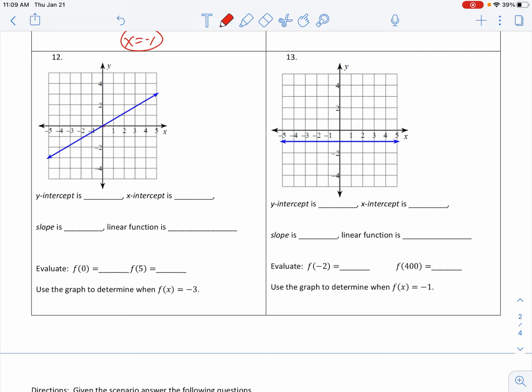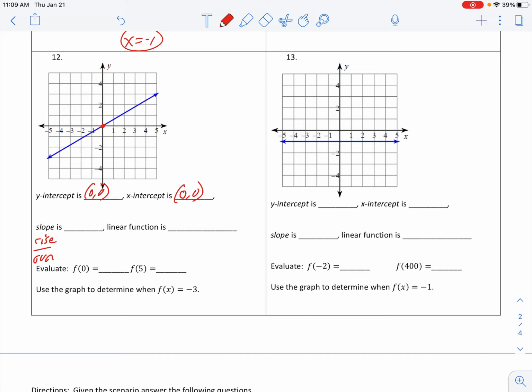Number 12. This is a funky one because the x and the y-intercept are both at the same location. It happens to be at the origin. That is the one point where that can occur. So the x and y-intercept are the same. Now the slope, well, because the x and y-intercept are in the same location, I need to find another nice point on my graph.